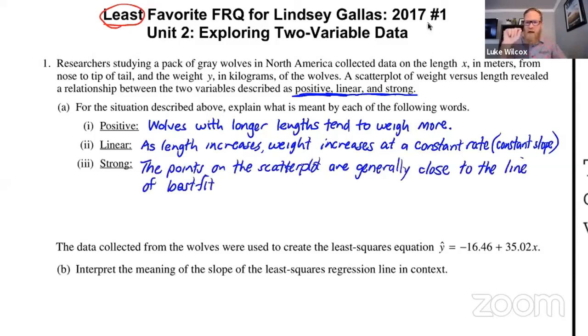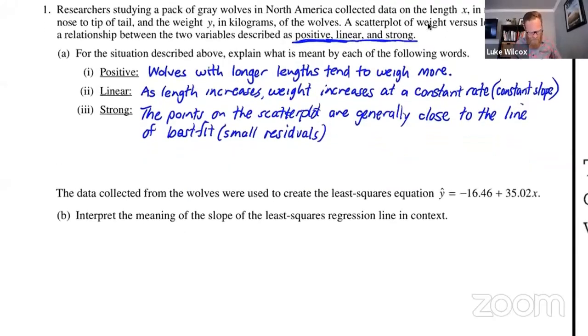And if the dots are relatively close to the line of best fit, then that means that those residuals, which is the error in the prediction, are all going to be generally pretty small. So I'm going to put a little add-on here that we have small residuals, right? If those points are close to the line, then we should have small residuals there. So there is our model solution for part A. Let's move on to part B.